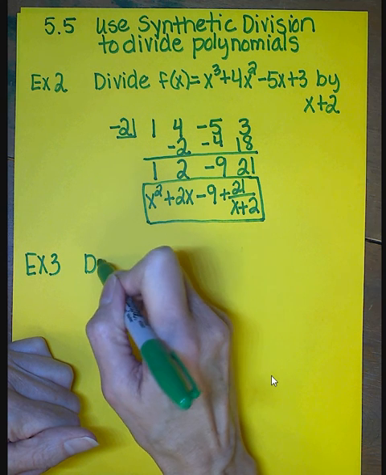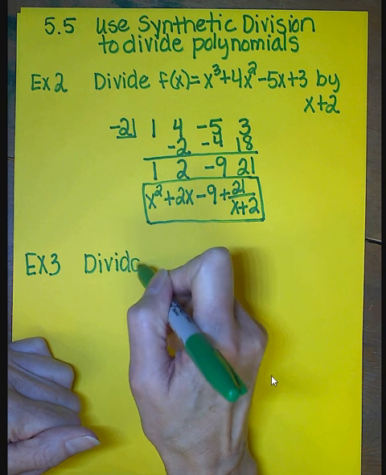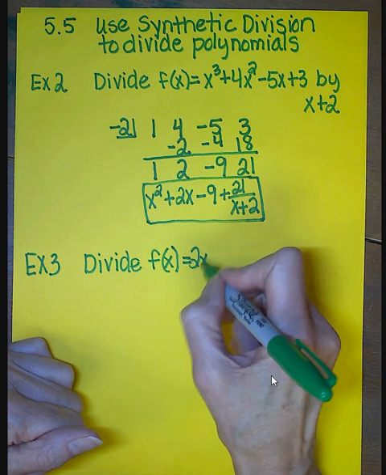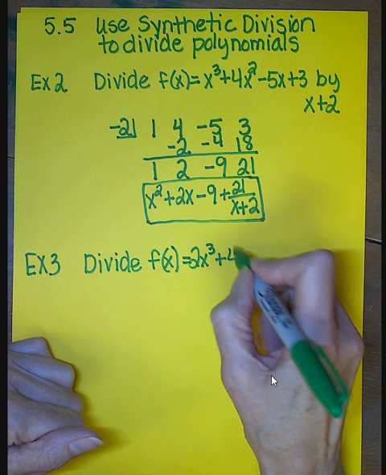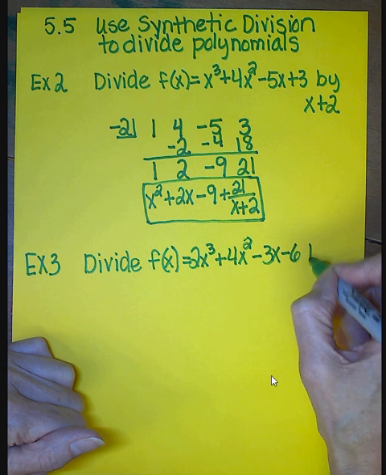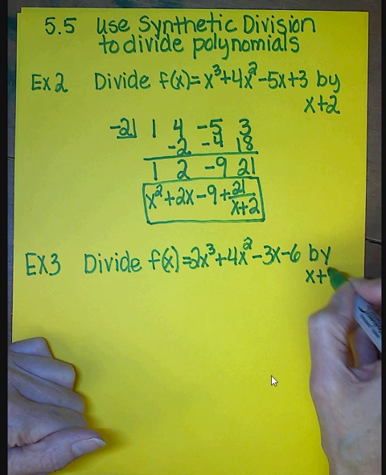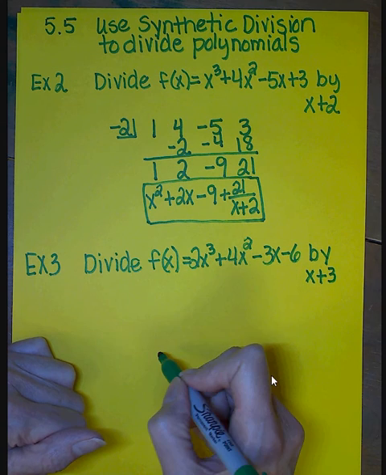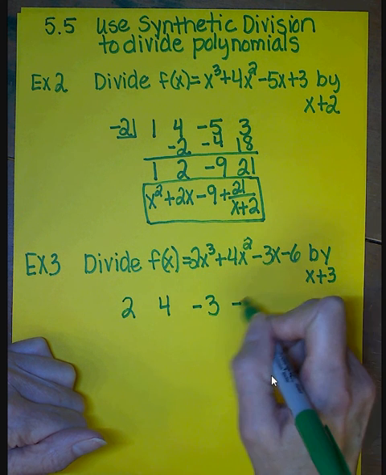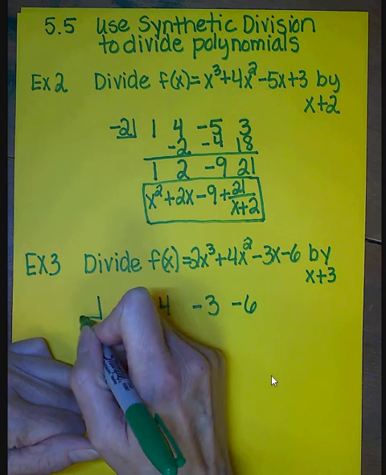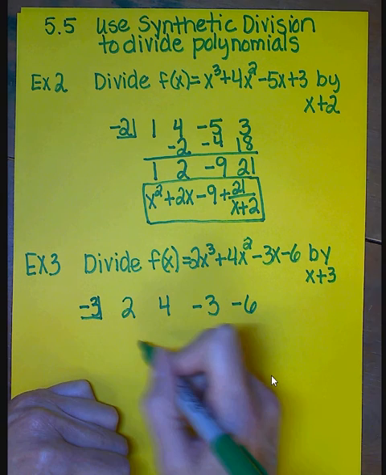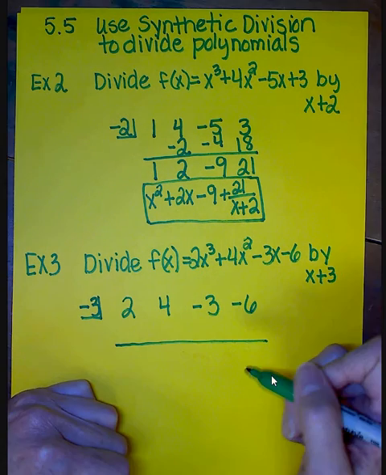Let's try another example. This time we're going to divide f of x equals 2x cubed plus 4x squared minus 3x minus 6 by x plus 3. Again, I don't need a 0 placeholder. So 2, 4, negative 3, negative 6 are my coefficients, and my solution to this factor would be negative 3. So I need to change the sign on the number that I put in my box.